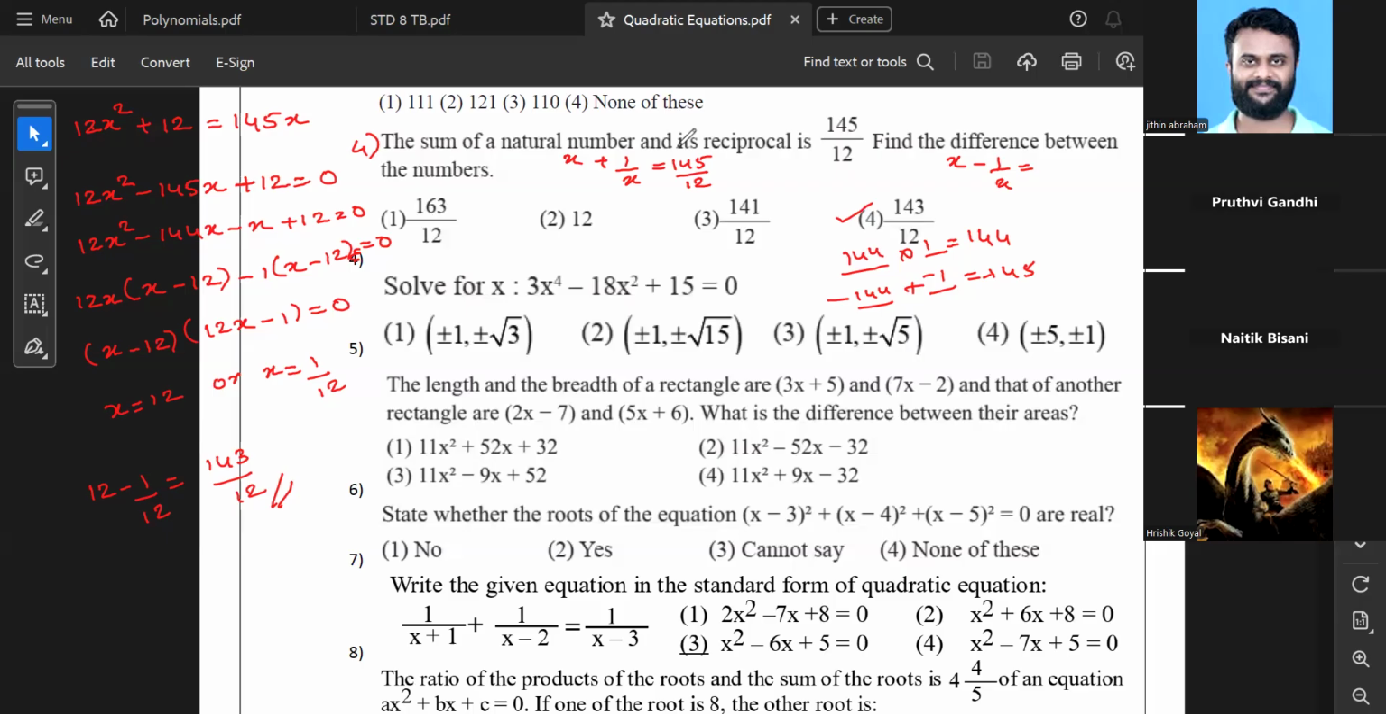Sir, from where did you get the 144? Like the product of the two numbers, how did you get 144? A and C. Okay, so you multiply them. Yes, because I've always told you that the product should be equal to AC. Oh, okay. Got it.